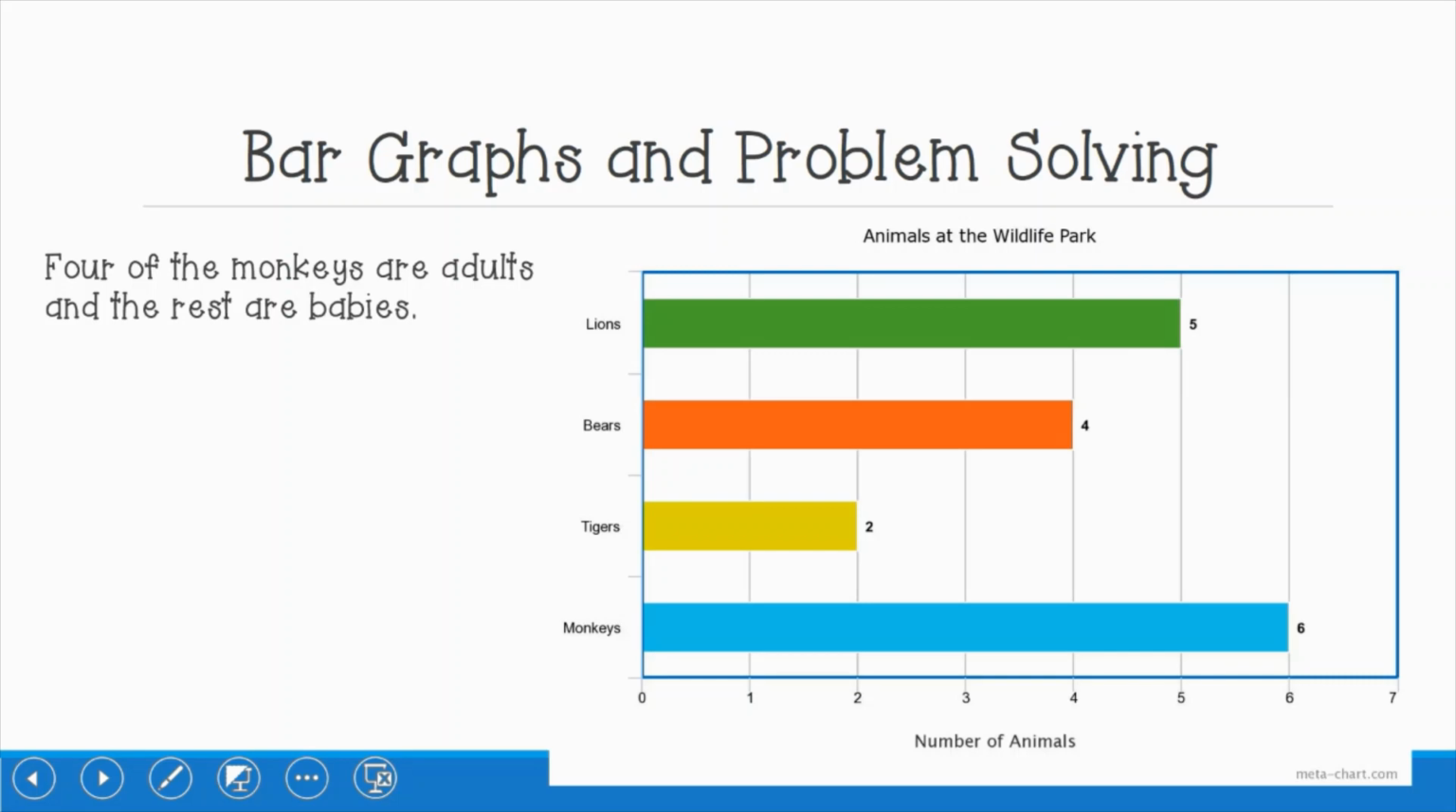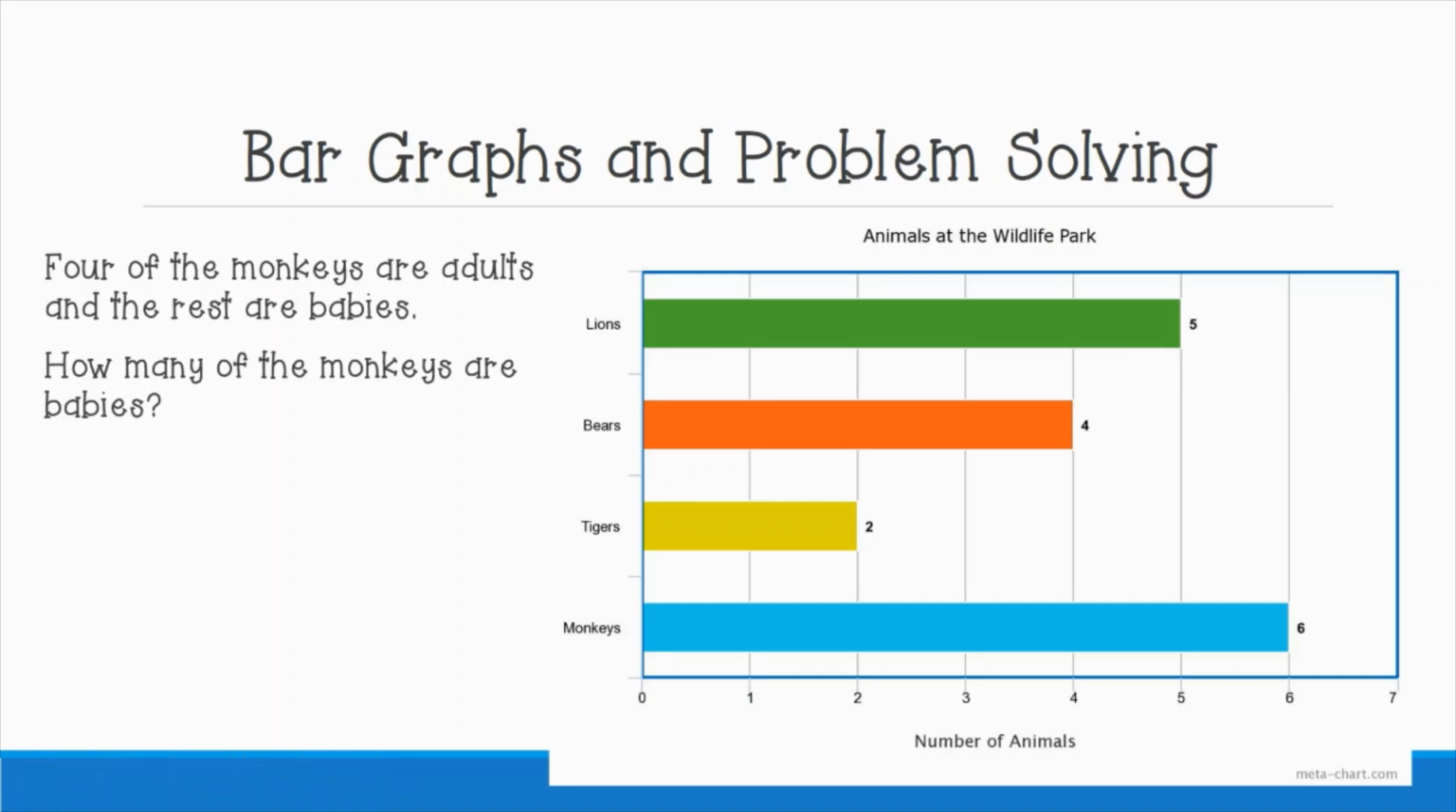4 of the monkeys are adults, and the rest are babies. How many of the monkeys are babies? Well, let's look at our monkeys first. We know that we have 6 total monkeys, so that's our total. We know that 4 of the monkeys are adults, so that is one of our add-ins. We don't know how many there are that are babies. We just know that it's the rest.